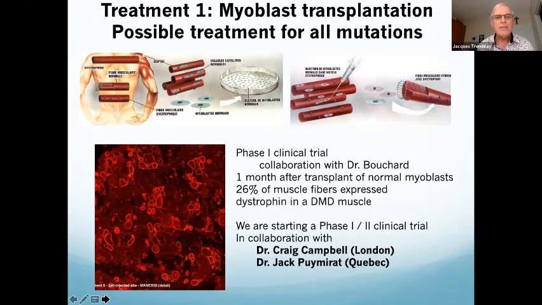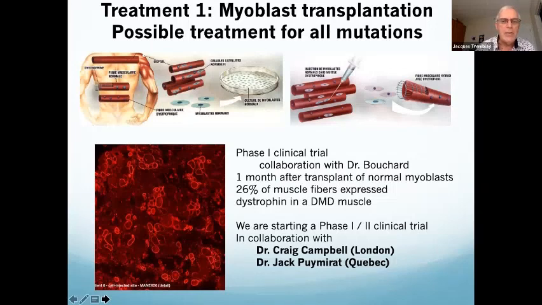And these myoblasts, since they are coming from a healthy person, contain a nucleus which contains a normal dystrophin gene. And so when we transplant these myoblasts into the muscle of a Duchenne muscular dystrophy patient, these myoblasts will fuse with the existing muscle fiber of the patient. They will introduce a nucleus which contains the normal dystrophin gene, and this will lead to the expression of dystrophin in the muscle fibers of the patient.